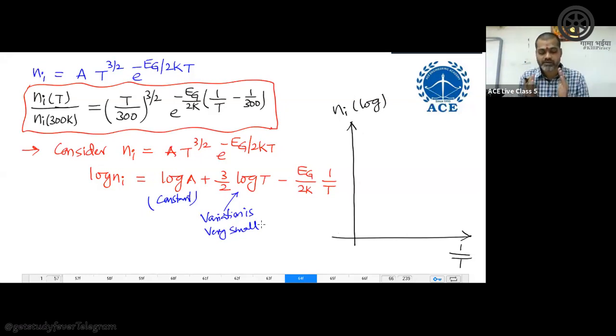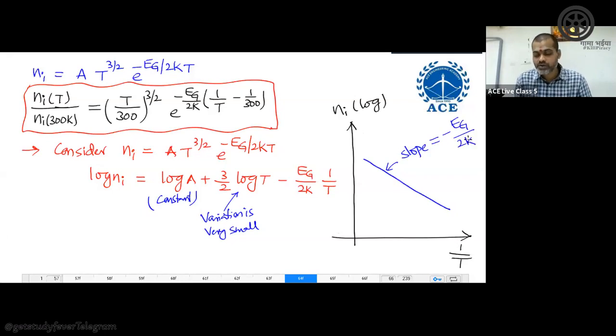So even though T is larger, the logarithm of T is going to be very small. That's why this also I'm going to neglect. This anyhow is not changing. And if you get the graph for this, I'm going to get something like this. Then what is the slope for this one? Minus Eg by 2k.